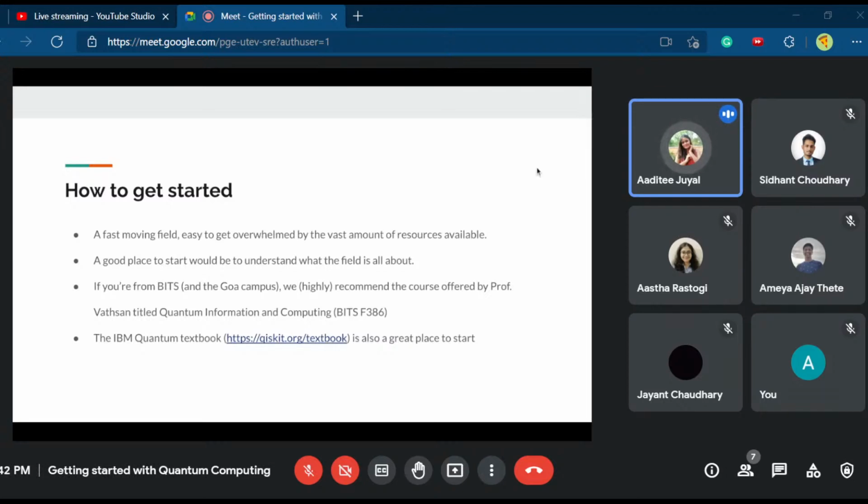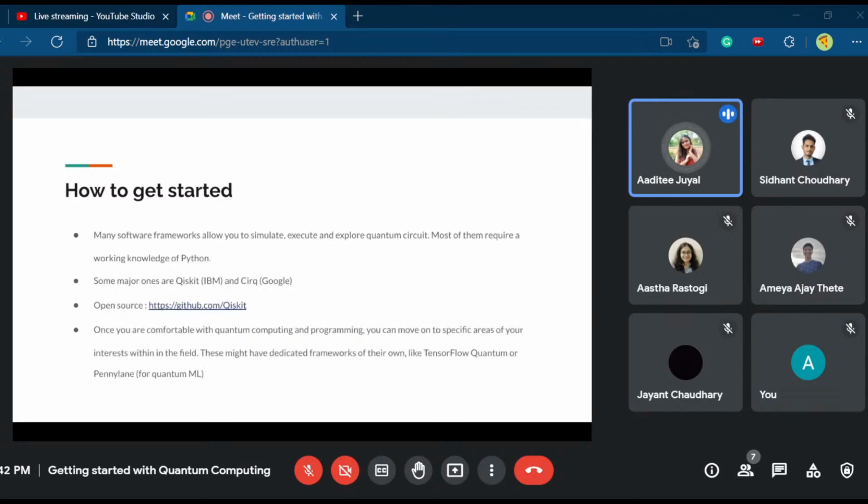Once you familiarize yourself with the fundamentals, you will want to start coding. And for this, many software frameworks are available. And these would allow you to simulate, execute, and explore quantum circuits. Again, most of them would require a working knowledge of Python, but I guess that is all right. Talking about IBM Q, if you're using their resources, then much of the material will be using the Qiskit framework. Other frameworks are also available. I think there's Cirq by Google, and then there's Q# by Microsoft.